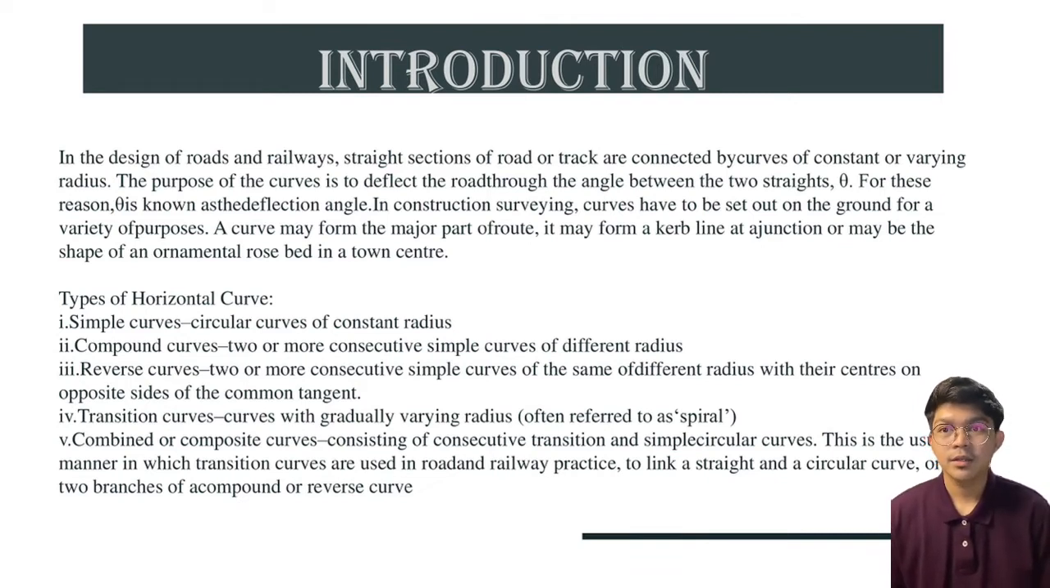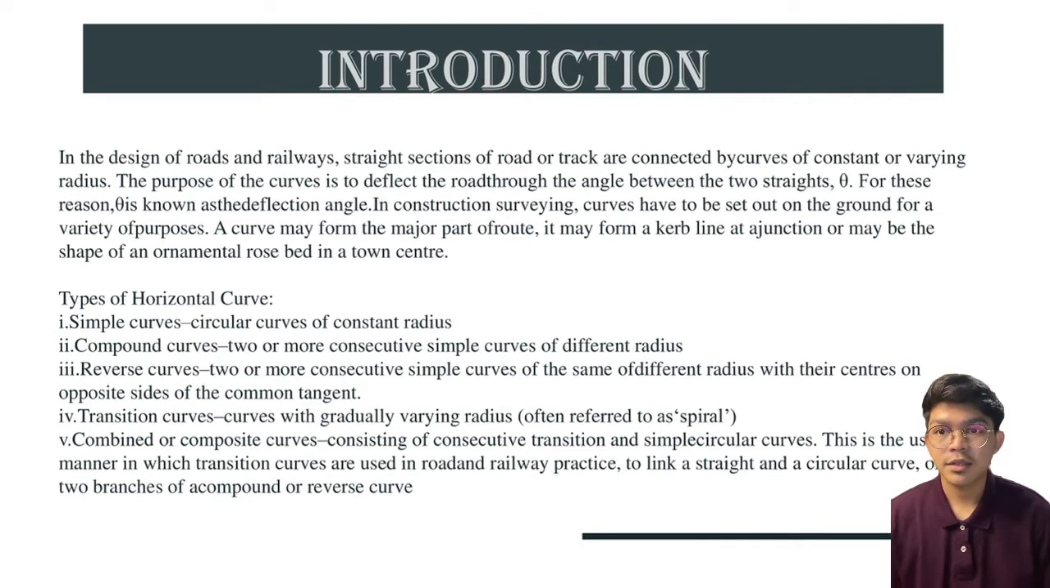So there are many types of horizontal curve. The simple curve is a circular curve of constant radius. Next is the compound curve, which is two or more consecutive simple curves of different radius. Next is the reverse curve, two or more consecutive simple curves of the same or different radius with their centers on opposite sides of the common tangent.